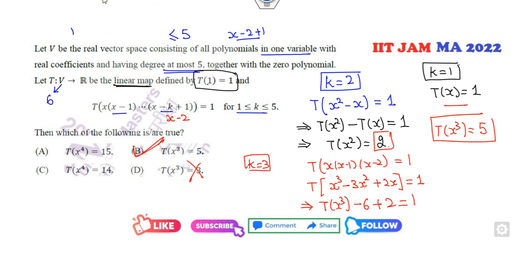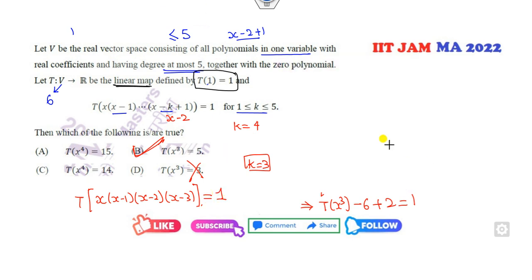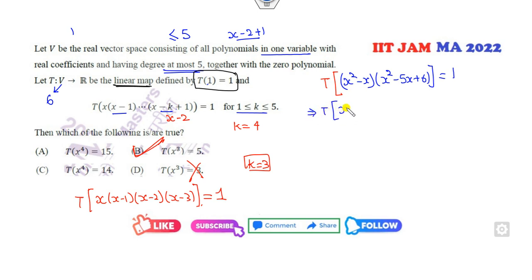Now look at x raised to power 4. So I can choose k equal to 4. It will be (x minus 1)(x minus 2)(x minus 3), which is 1. Now I can open this bracket. It is T of x square minus x, and this is x square minus 5x plus 6, which is 1. Again I can open this: x⁴ minus 5x cube plus 6x square minus x cube plus 5x square minus 6x is equal to 1.